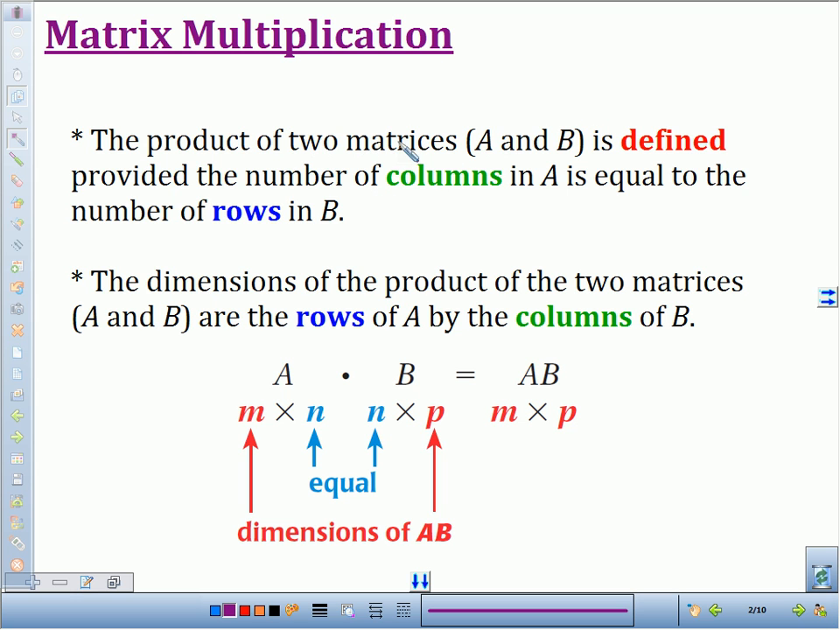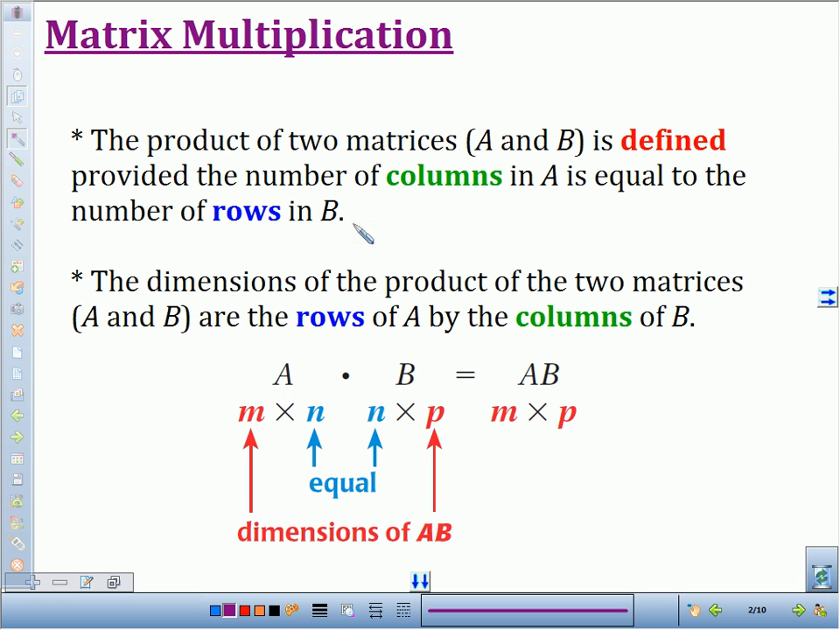If the product of the two matrices is defined, then the number of columns in A has to equal the number of rows in B. Now we remember that every matrix has dimensions, rows by columns. So if we look at the columns in A, that is the second number in the dimensions of A, and the first number in the dimensions of B, they have to be the same number. If they're not the same number, then the product would be undefined and it's not going to work.